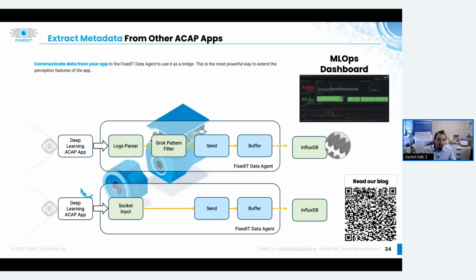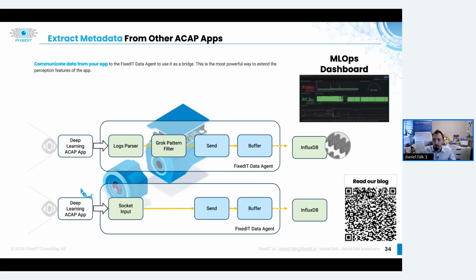And in a similar way, you can also extract data from other ACAP applications, but do it more in a push-based way. So if we look at the MLOps dashboard that we showed, where we were running a YOLOv5 application. So the application that we monitored in that case was the Axis open source example application for a YOLOv5 model running object detection directly in the Axis camera.